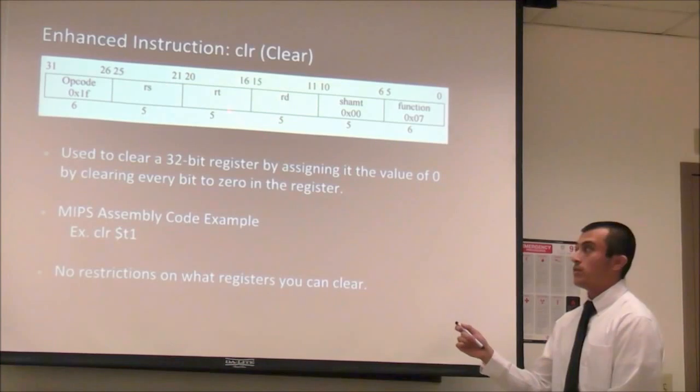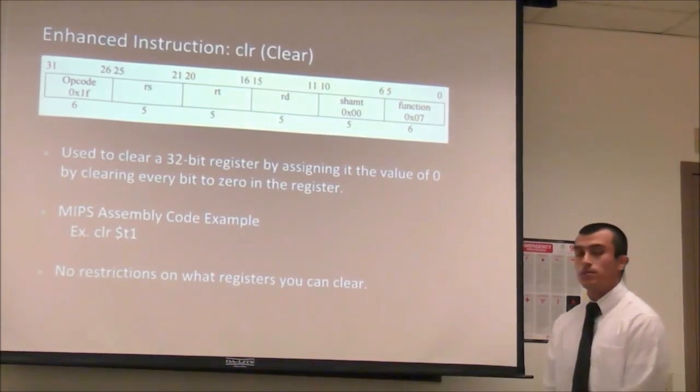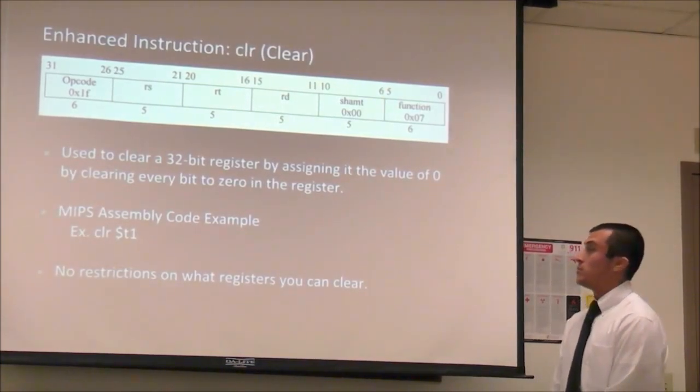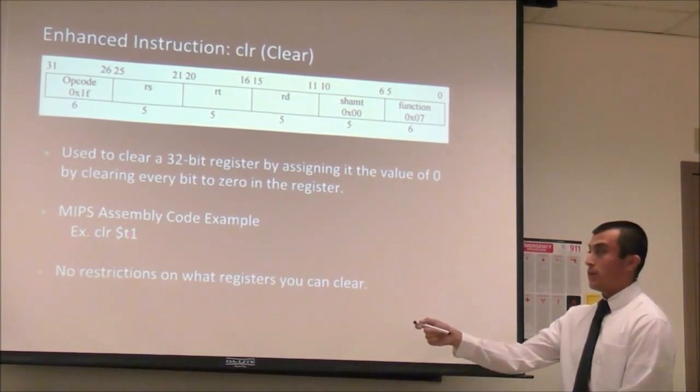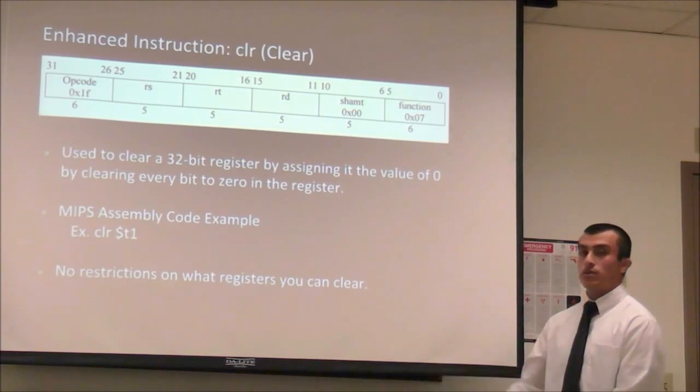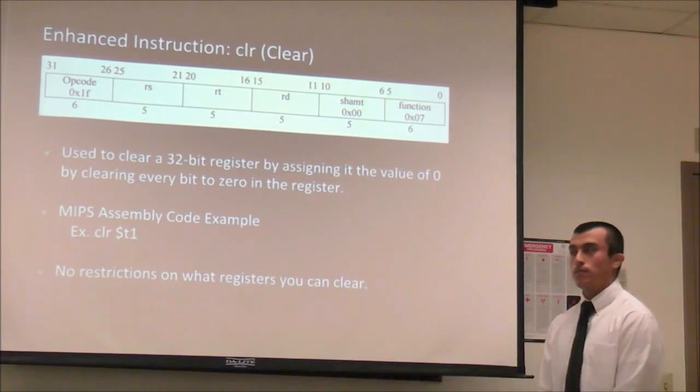And then we have the clear instruction, which is used to clear a 32-bit register by assigning its value to 0, clearing every bit in the register. We are clearing register T1 here in this example. And we don't have any restrictions on which registers we are allowed to clear.